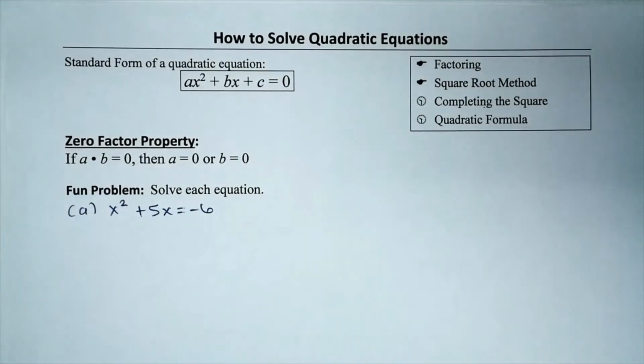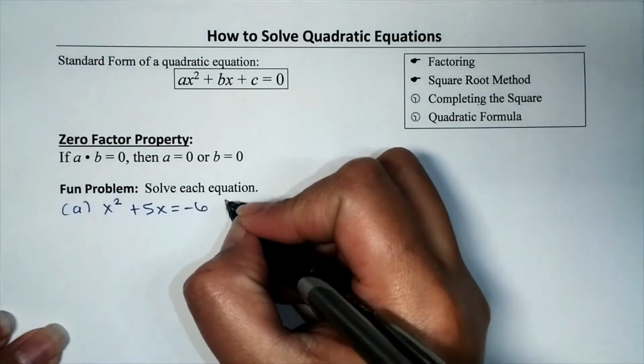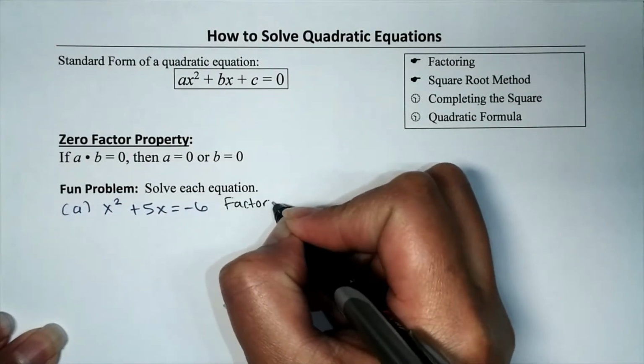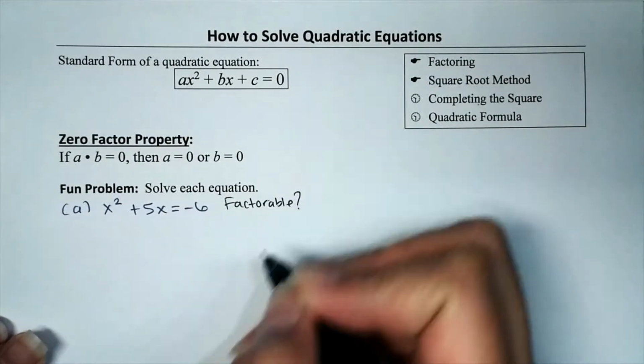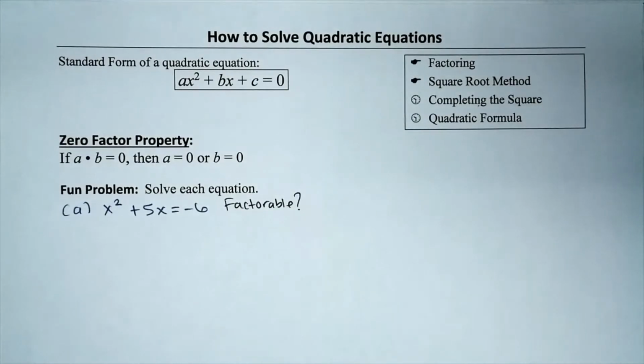So the question is, how can we solve it? For me, what I like to do first is ask myself, is this factorable? Can I solve it by factoring? I'm going to assume that it is until I realize that it's not. Okay, cool. To solve a quadratic equation by factoring, our first goal is to set it equal to 0 so we can then factor. So let's go ahead and work our magic to set the equation equal to 0.